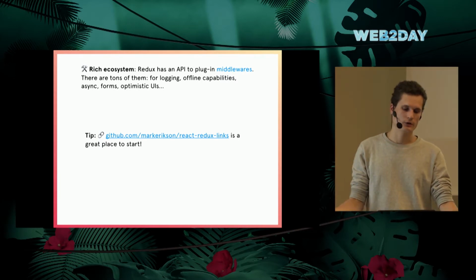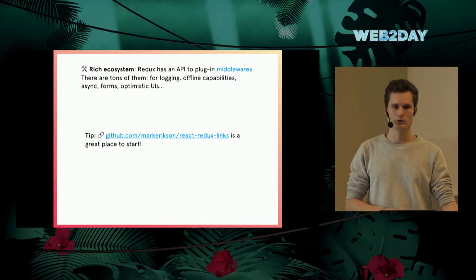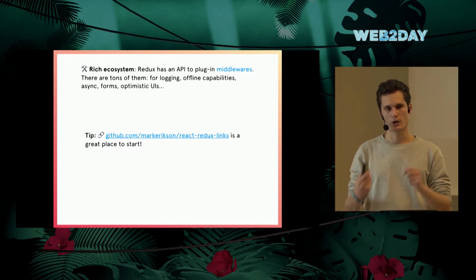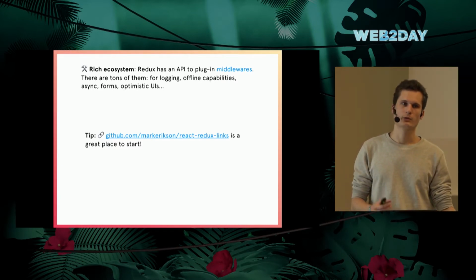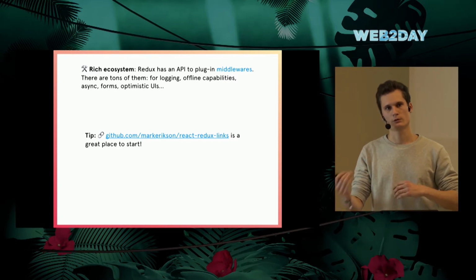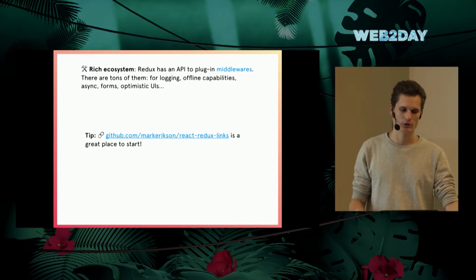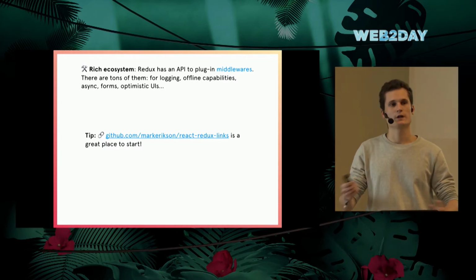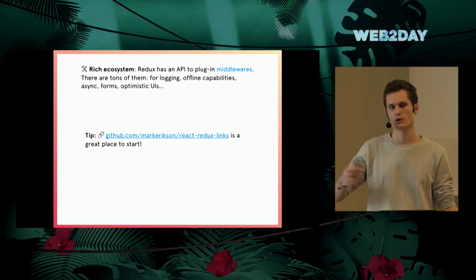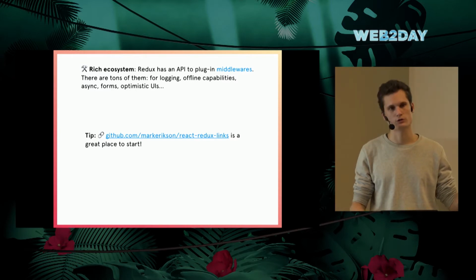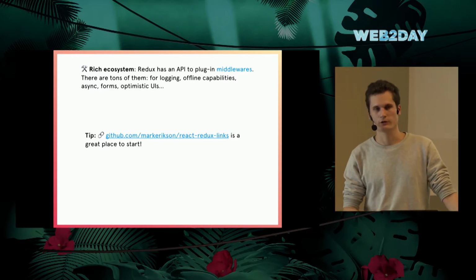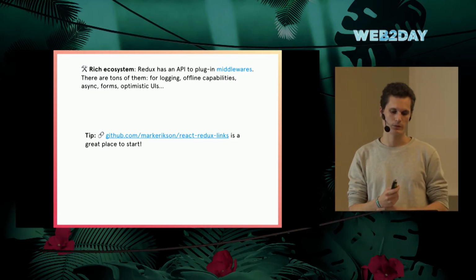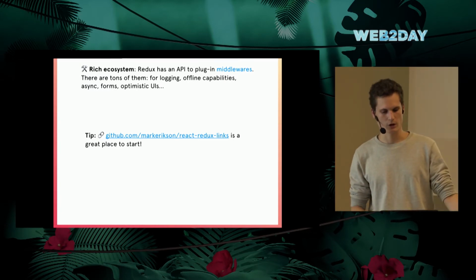So you have tons and tons of middlewares. You can have middlewares for logging, to add offline capabilities by dealing with the local storage, etc. You can do asynchronous fetching of data. If you have to call an API to get, I don't know, your to-do list or something, asynchronous calls are handled with some middlewares by Redux.